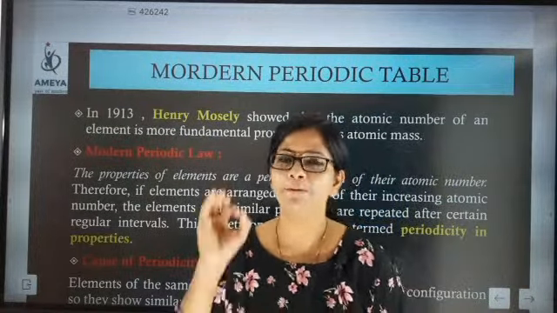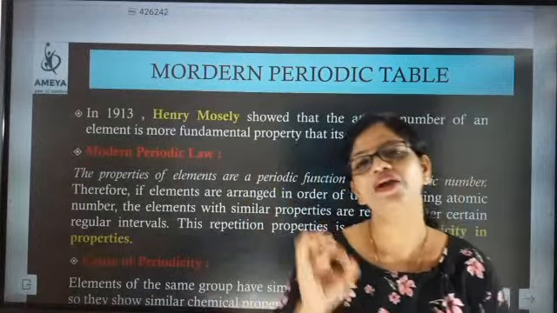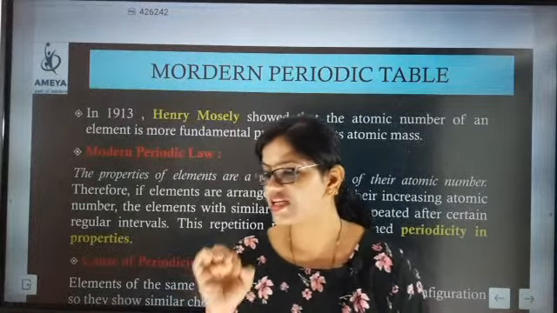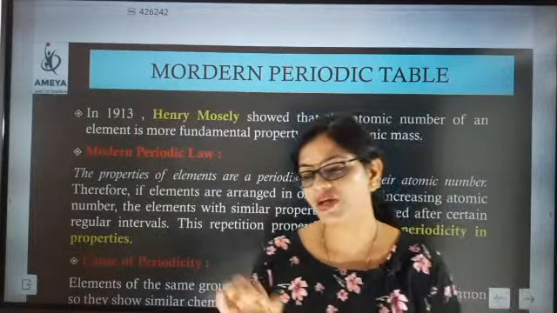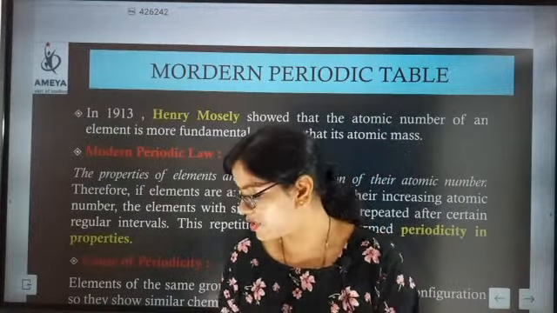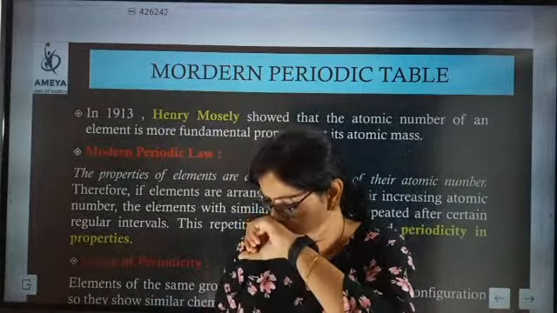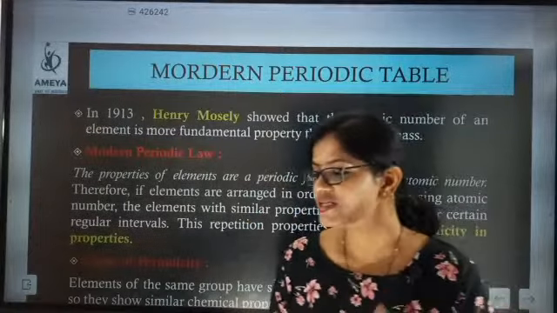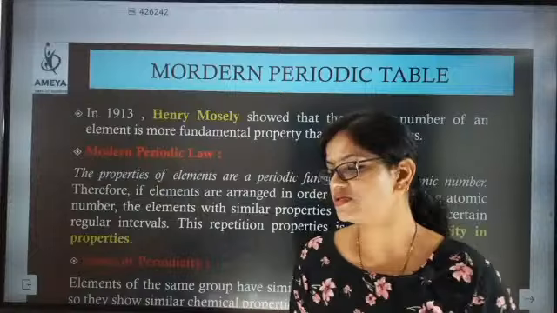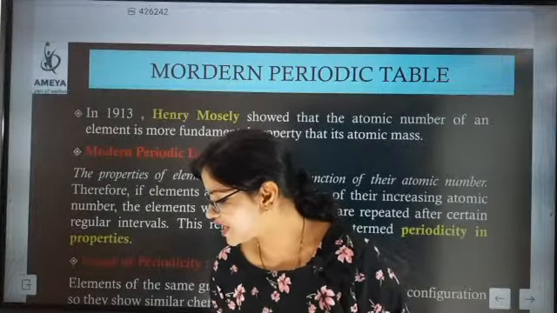What was the basic idea behind forming a periodic table? Let's see who can answer this question. What was the basic idea?